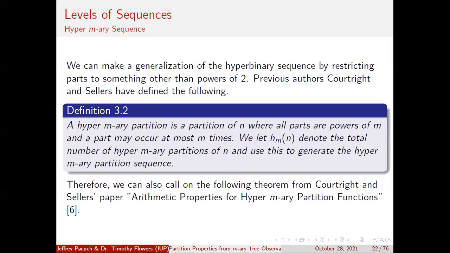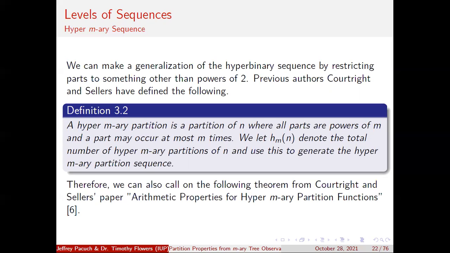Okay. So now that we're outside of that, we can start moving into the hyper m-ary sequence. Since we already talked about the hyperbinary sequence, there are different levels of the m-ary sequence, other than 2. So let's actually define what a hyper m-ary sequence is. The hyper m-ary sequence is defined by saying we have some integer n that we can represent using parts that are powers of m, but each power can occur at most m times. We denote this as h of m of n. For example, the hyperbinary sequence is h2, where powers of 2 occur at most 2 times. If I said hyper 3-ary, then that's powers of 3, where each power occurs at most 3 times. M powers, at most m times.